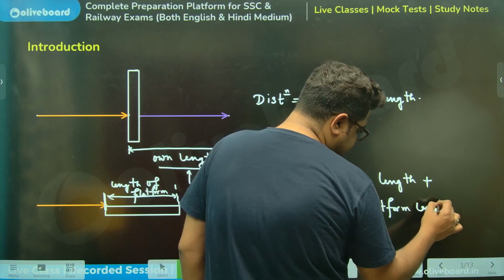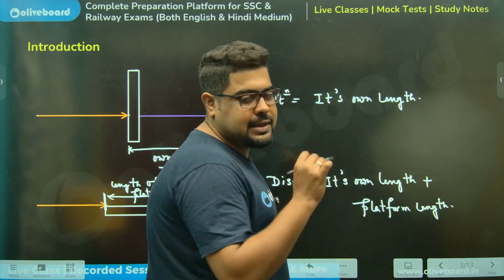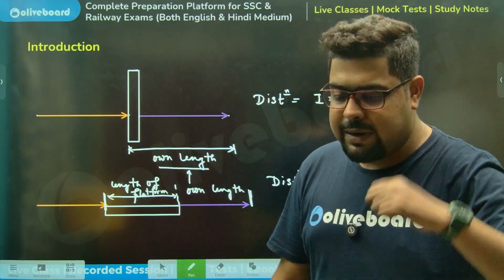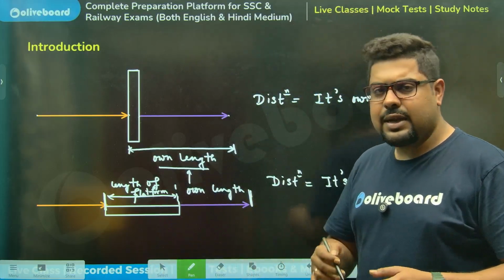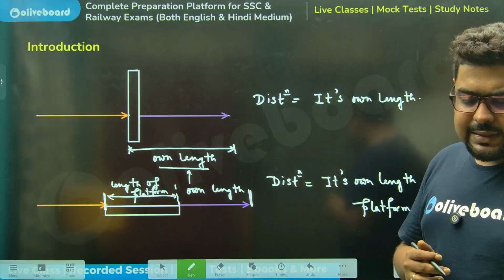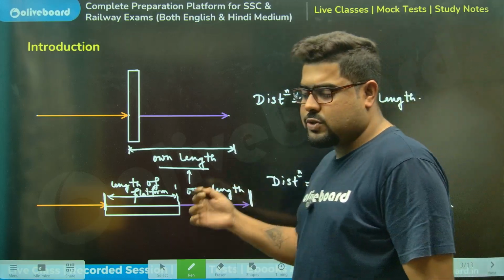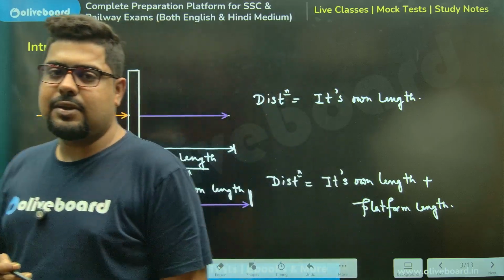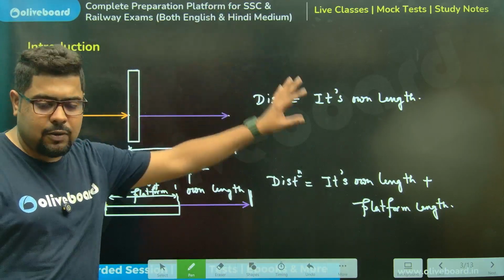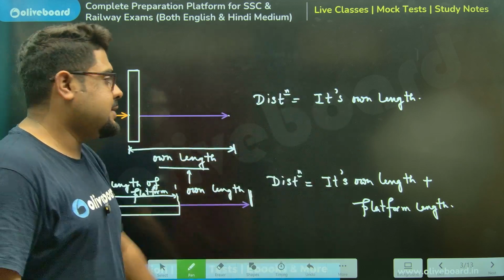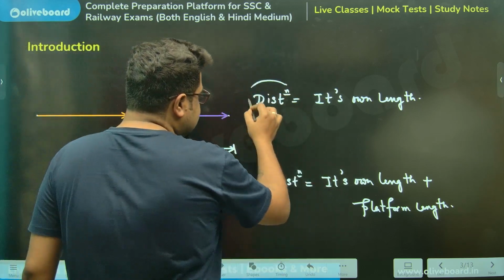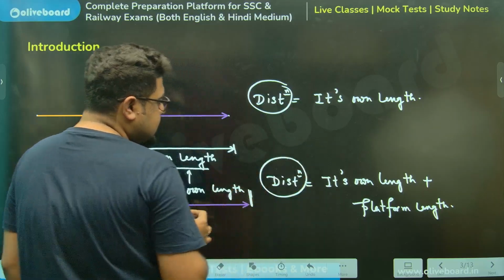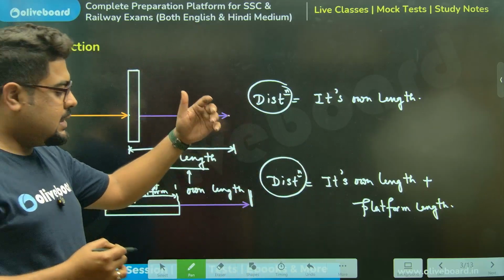Now again, instead of a platform, it can be many things. It can be a tunnel, it can be a bridge, it can be another train, many different things. It depends entirely on the story. But this is the whole concept. Only remember distance and distance. This concept gives you only distance.